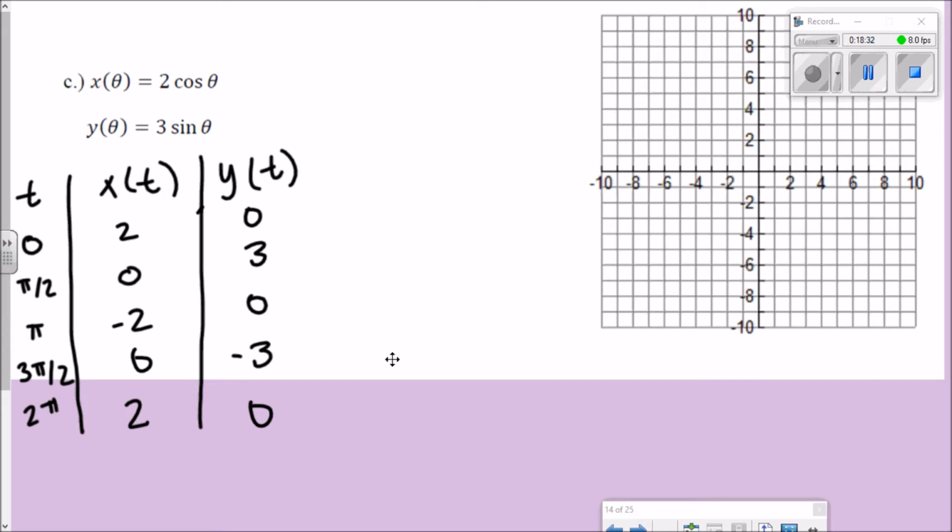All right, so let's plot our points. We have 2, 0. We have 0, 3. We have negative 2, 0. And we have 0, negative 3. And then lo and behold, when I have 0 as my t and when I have 2 pi as my t, I get the same point, 2, 0. That kind of makes sense, right? Because they're going to have the same values on the unit circle.